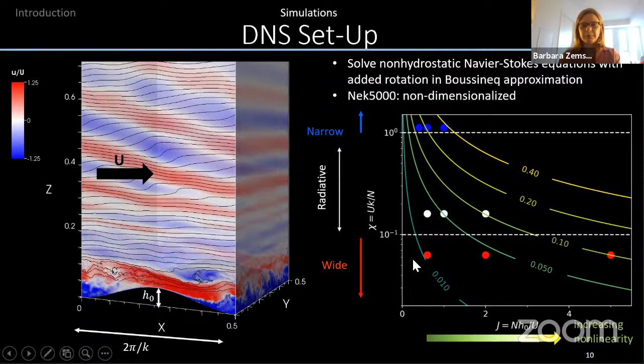Then we have 3 simulations in the wide topographic regime, so that's the topographies that have width greater than the radiative regime, and then 3 simulations in a narrow regime, so the topographic width is a lot smaller than the radiative regime. And then the second non-dimensional number that we look at is this inverse Froude number J, and as it increases, the nonlinearity of the problem increases. That one is related to the height of the topography.